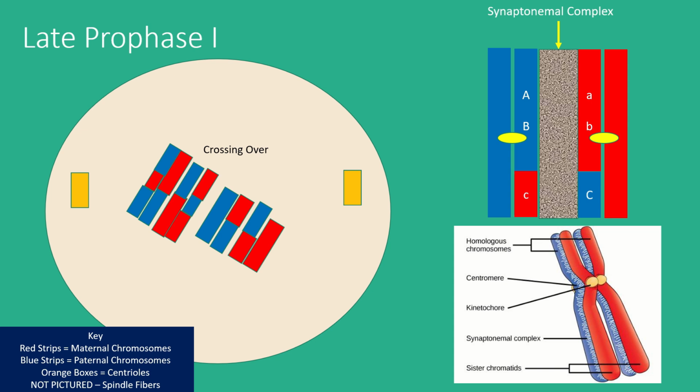Crossing over can occur at many locations along the length of each synapsed homologue. Both sets of non-sister chromatids may undergo crossing over, resulting in the swapping of segments between maternal and paternal chromosomes. Crossing over produces new combinations of alleles on the same chromosome, combinations that possibly did not exist in each parent. It also forms genetic recombination that helps to increase genetic variability of gametes produced by meiosis beyond that produced by random assortment of chromosomes.